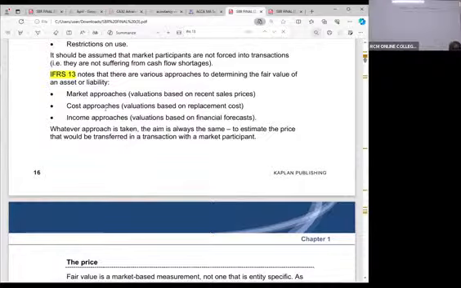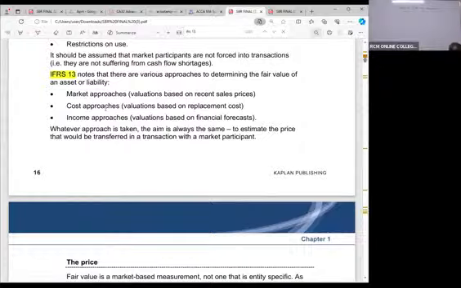Income approaches is what I teach you in advanced financial management, where you project incomes. Once you project incomes, you're able to discount them. You say, if this is an apartment where I'm getting 300,000 every month, so per year it is this much, 30 years down the line, then those cash flows, I discount them. So we have three approaches to determining the fair value.